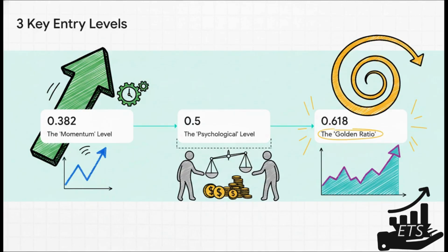Next up is the 0.5, the psychological halfway point. Now, while it's not a true Fibonacci number, it's a huge area of equilibrium where traders often see fair value, which makes it a powerful magnet for price.